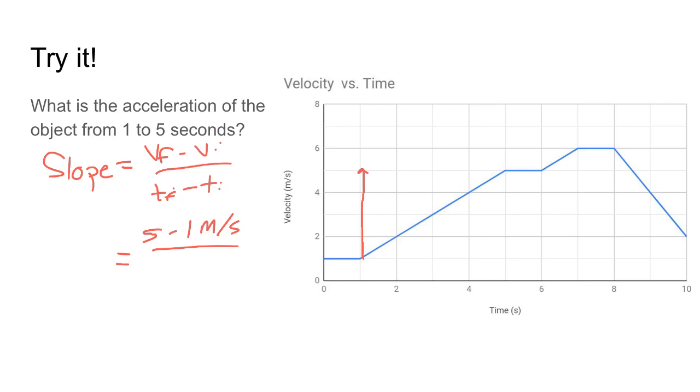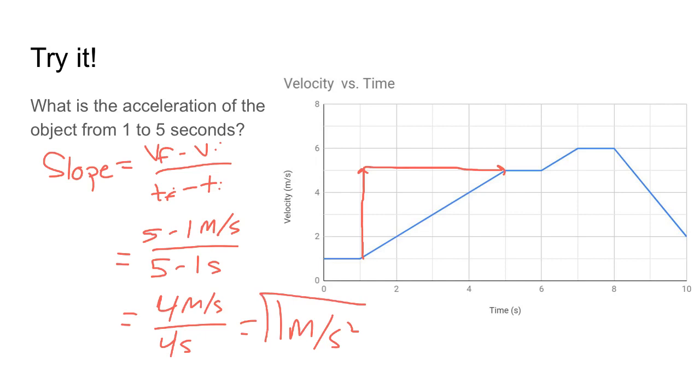And our time change is from 1 seconds to 5 seconds. So we have 5 seconds minus 1 seconds, which is going to give us 4 meters per second divided by 4 seconds, which equals 1 meters per second squared. And so we can describe the acceleration of this object as it's gaining 1 meter per second of speed every second. So it is speeding up because it has a positive slope on a velocity versus time graph.